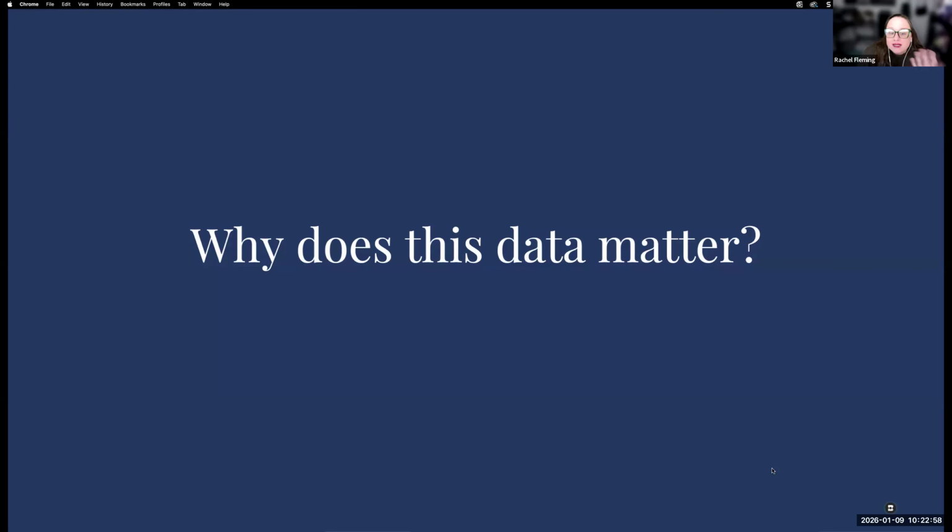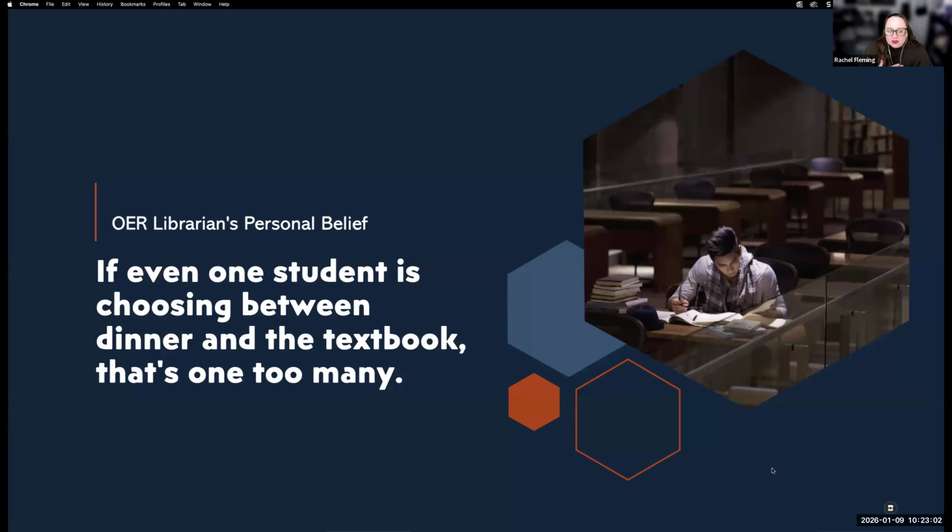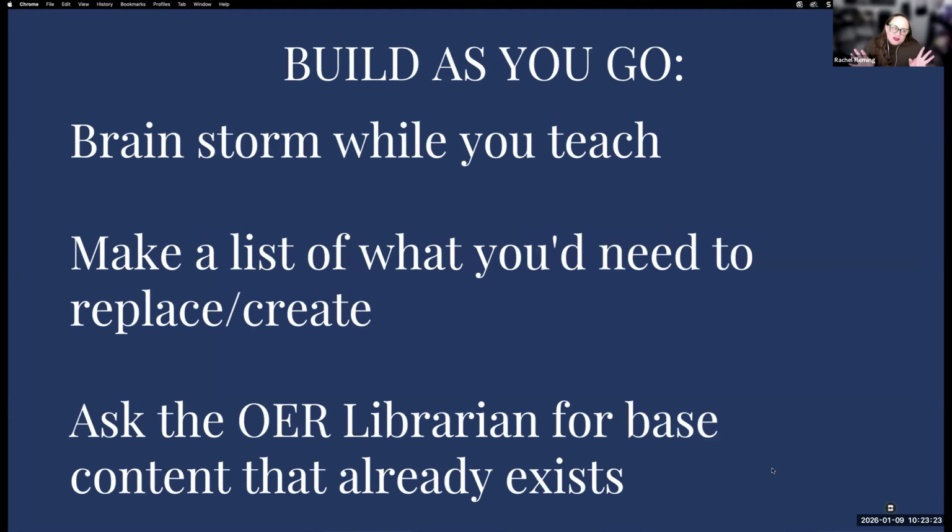So, why does this matter for me personally? As a librarian, if even a single student is choosing between dinner and a textbook, to me, that's too many students, especially when there is so much OER content out there now. And the OER committee has funds that we can pay you to make an OER textbook now. So, you can get paid for the transition, basically, for giving up your intellectual property and creating something that's an OER. I meant to make this slide prettier and I didn't.